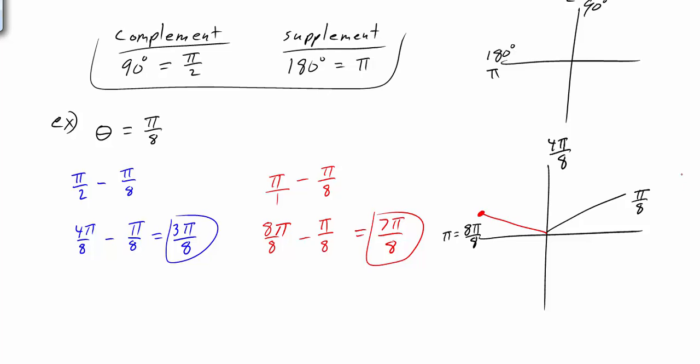Hopefully you noticed this is the same thing we did with degrees, but instead of using 90 degrees minus the angle, it's pi over 2. And instead of using 180 degrees minus the angle, we're using 1 pi. All right, so let me give you another example. And once again, maybe you can pause the video to see if you can work this one out.